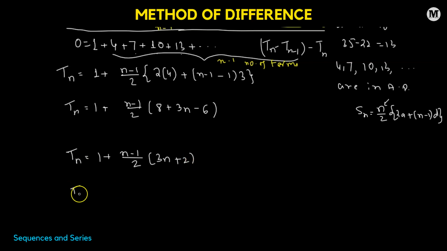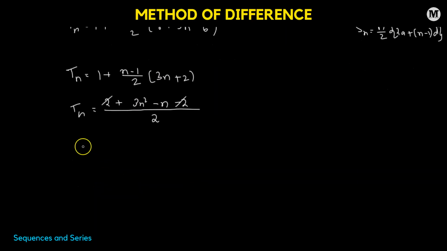Okay, so let's combine this. So we have a common denominator of 2. Then we have 2 added to (n minus 1) multiplied to (3n plus 2). So that's going to give us 3n squared minus n minus 2. Yeah, we can factor out the 2. We can cancel out the 2. So Tn is going to be equal to half multiplied to (3n squared minus n).